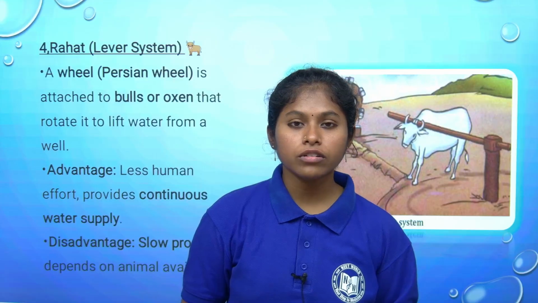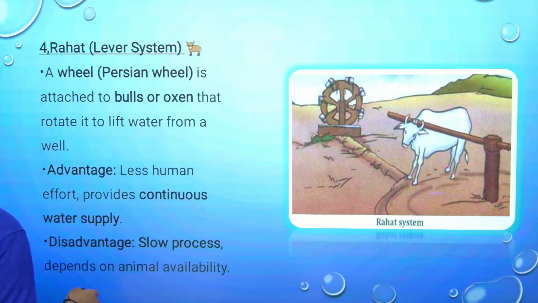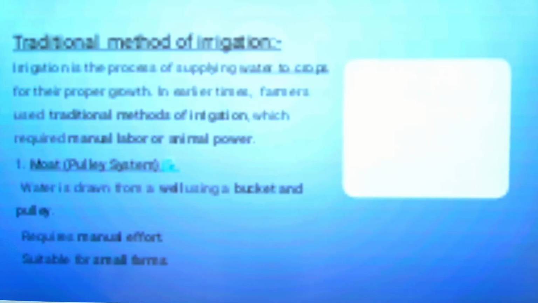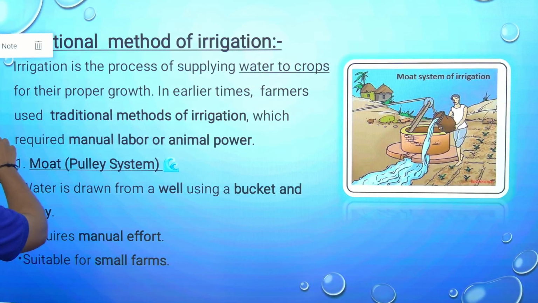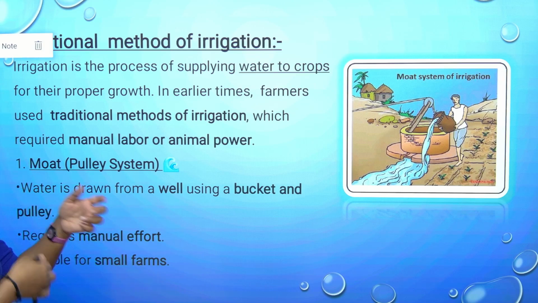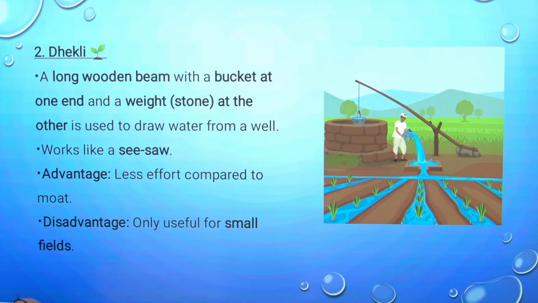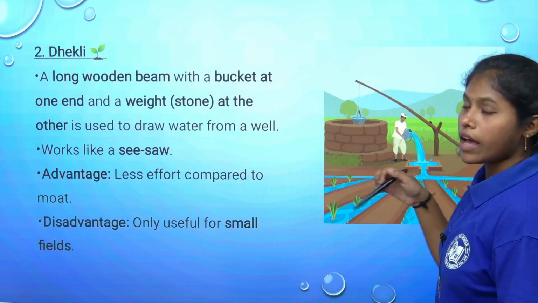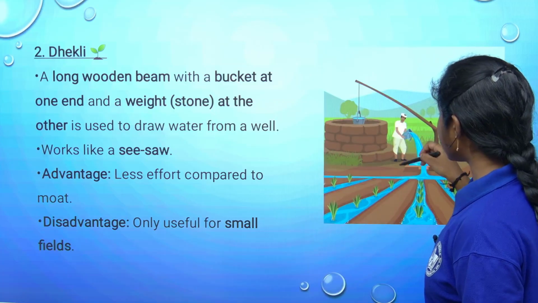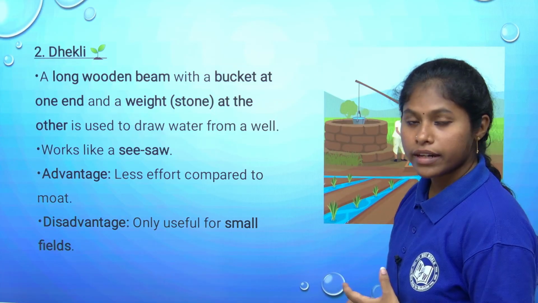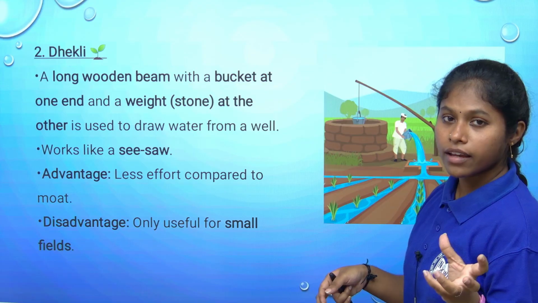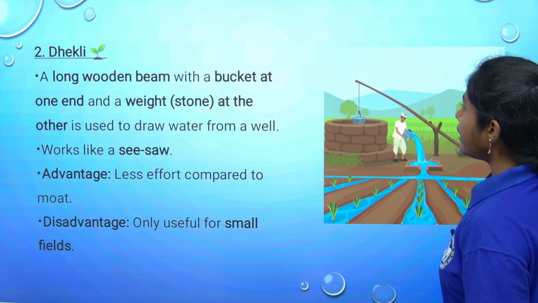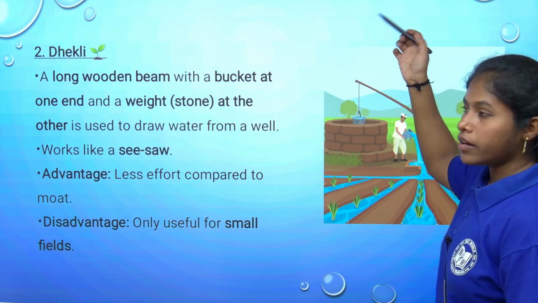Before, in the olden days, what did they follow? They used to follow the pulley system. They have to drag the water from the well, right children? And then the Dekli system. At one end they place a stone and lift the water, and the farmer keeps the water and makes a canal; it looks like a seesaw, right children?